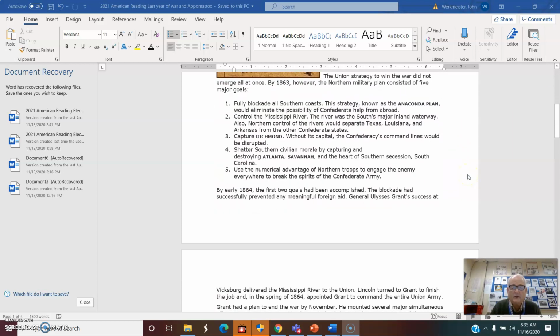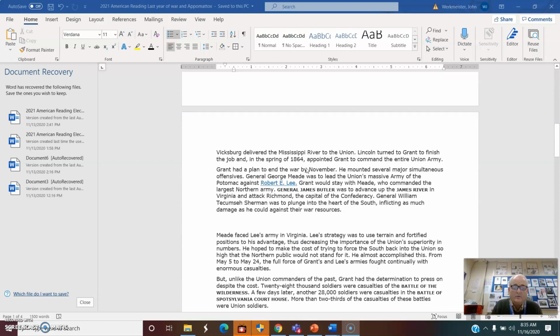So we'll scan down through it. You can see there's a list of strategies there. You can see the Anaconda Plan. We see that in boldface, and we've looked at that already. And there's Richmond. We've talked about that as we move down through here.